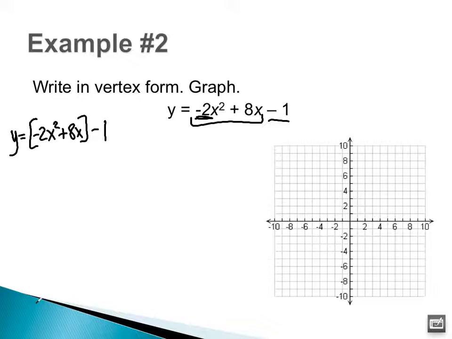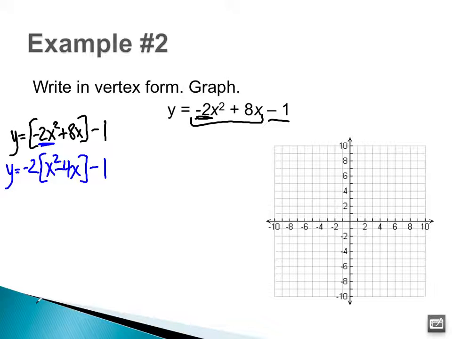Okay, in the first video I told you we can only complete the square when we have a positive 1x squared. So now I need to get rid of this negative 2. So I'm going to factor out a negative 2 from what's in brackets. Eight divided by negative 2 is negative 4. And then that 1 is left alone because it's not in the brackets.